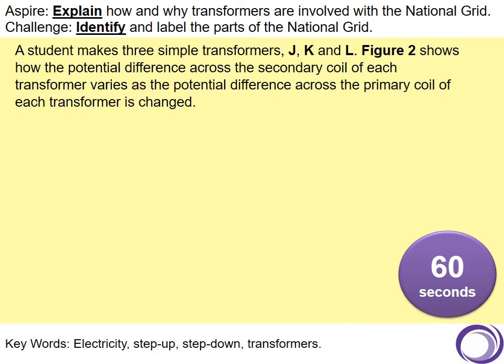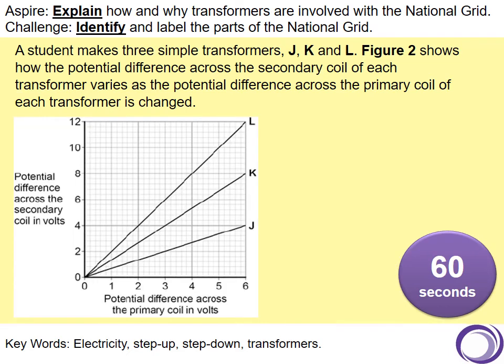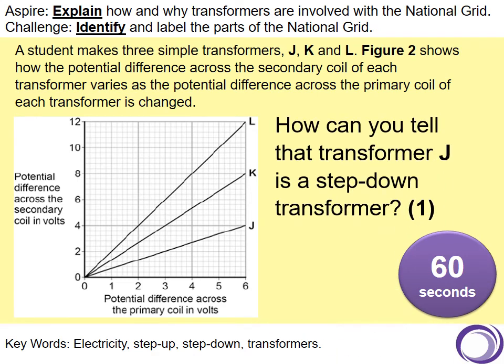Okay, next question. A student makes 3 simple transformers, J, K and L. Figure 2 shows how the potential difference across the secondary coil of each transformer varies as the potential difference across the primary coil of each transformer is changed. Now you're going to use J, K and L on the graph, and the question is, how can you tell that transformer J is a step-down transformer? And that's just worth 1 mark, therefore you've got 60 seconds to complete it.